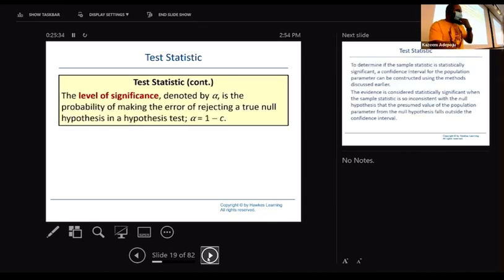Now, after that, we need to know the level of significance of the test. The level of significance is the level of statistical error. There is no research anywhere in the world that is error-free.